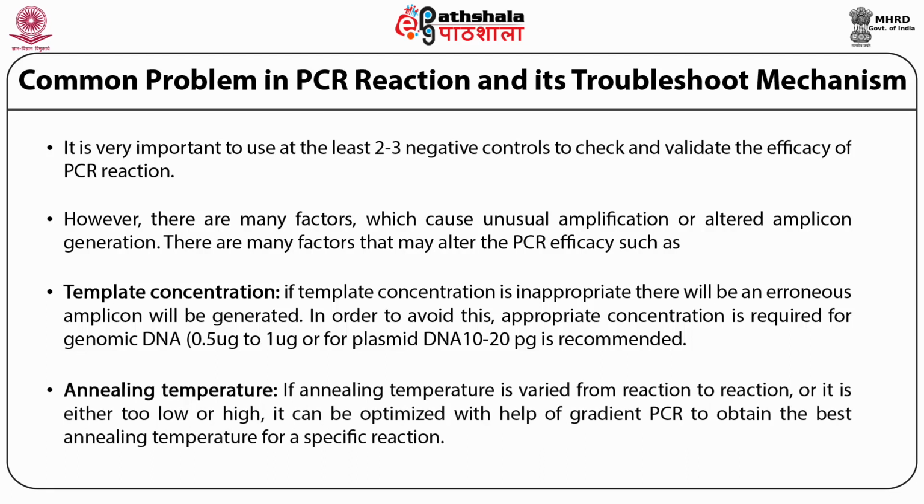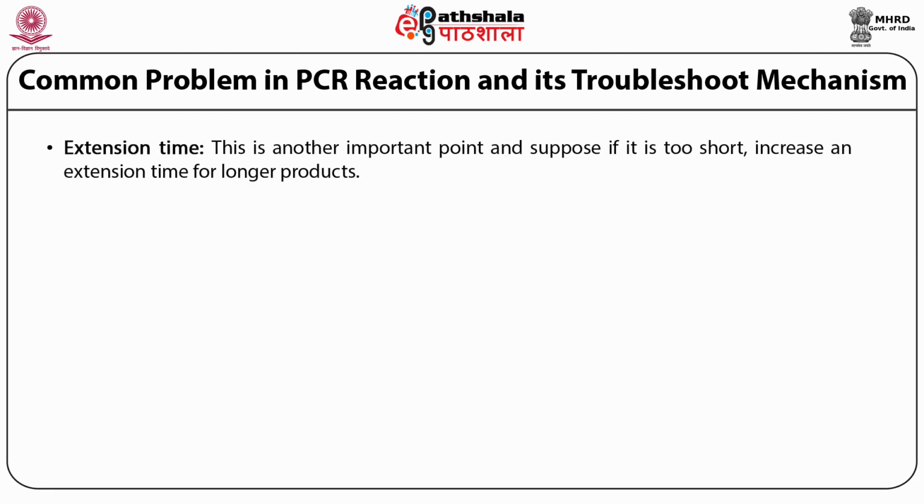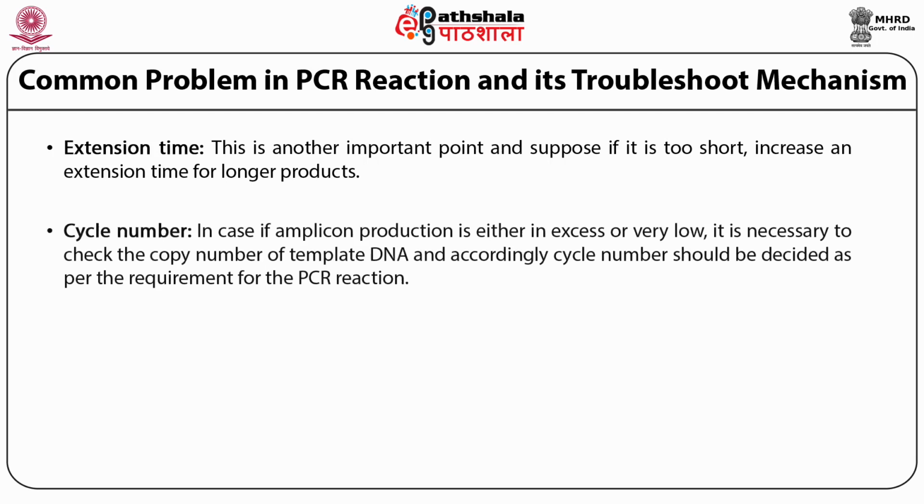If annealing temperature is varied from reaction to reaction, or if the primer is too big or too small, it can also interfere in the PCR reaction. Extension time. This is another important point, and if it's too short, increase the extension time for the longer product. Cycle number. Cycle number is also very important. In order to obtain an appropriate concentration of amplicon, cycle number has to be determined before starting the PCR reaction.